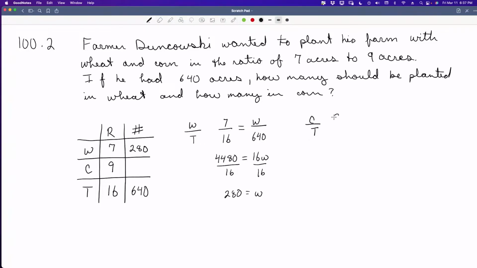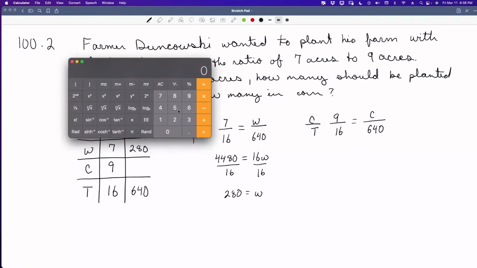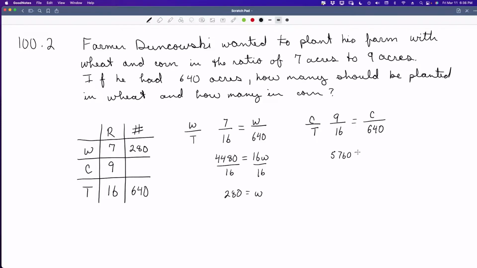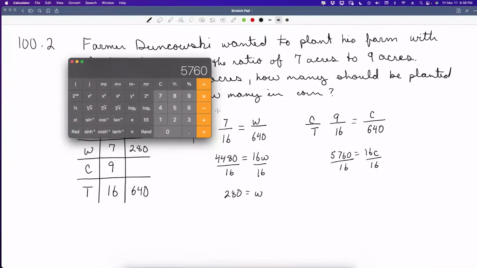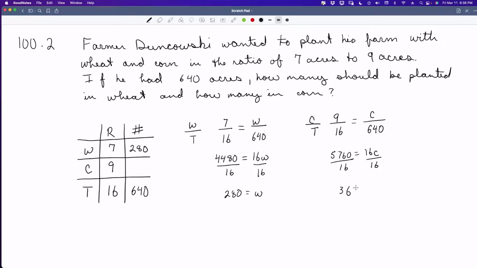So corn was 9. The total was 16 for the ratio. And the actual quantity, we're going to use C this time, and 640 for the acres. So let's do our calculation of 9 times 640, because we're cross multiplying. That's 5,760. So 5,760 equals 16 times C. So we divide both sides by 16, and that tells us 360. All right, so my math wasn't that far off after all. So that would be the amount of corn.